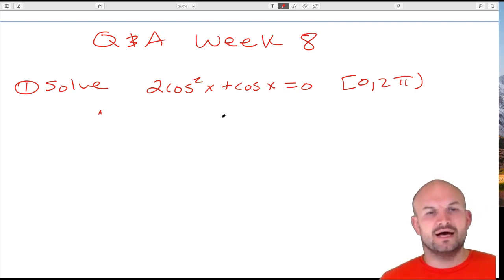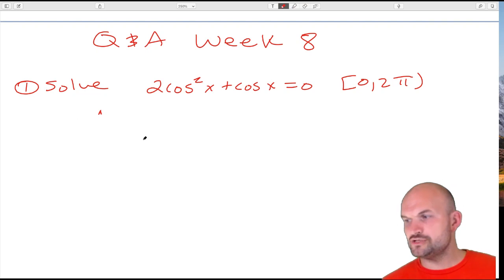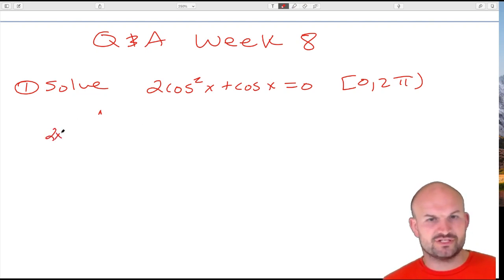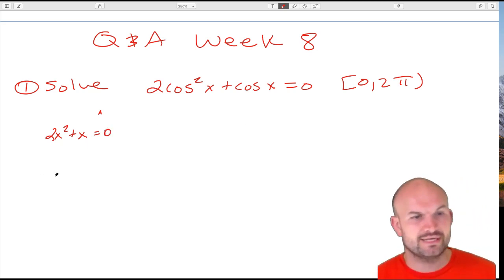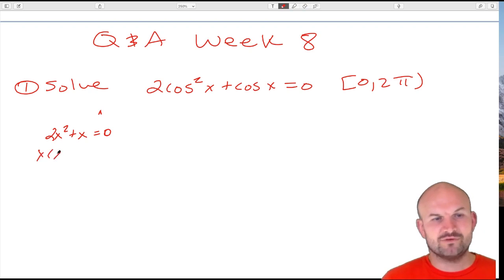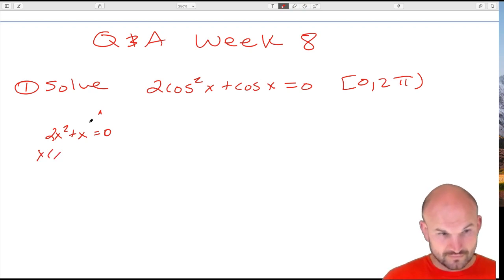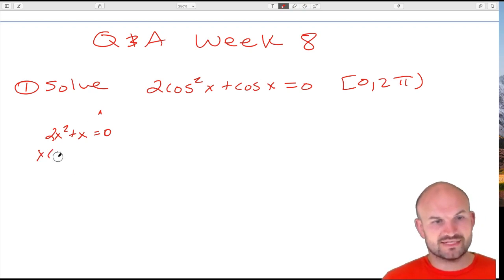All right. So real quick, if we're doing a trigonometric function, we can think of this as like 2x squared plus x equals 0, right? And again, if we were going to do this, we'd want to look at factoring. So we could factor out an x, and then you'd be left with 2x plus 1 equals 0, and then you could use the zero product property.